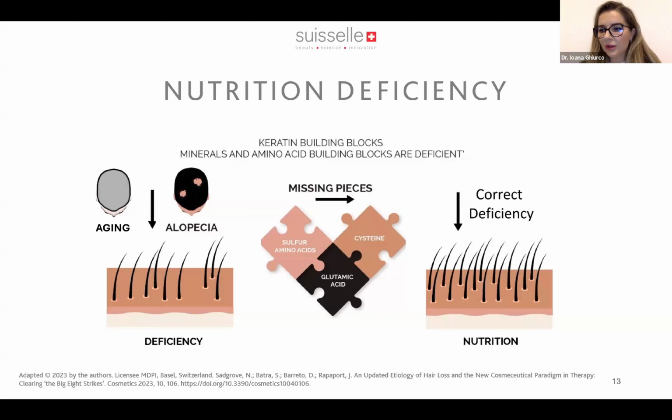This suggests that local circulation issues may prevent affected follicles from using the essential minerals effectively. So this is where we can come and inject some products directly in order to be used properly. It has even been shown that supplementation with B vitamins and amino acids will enhance the efficacy of minoxidil treatment.